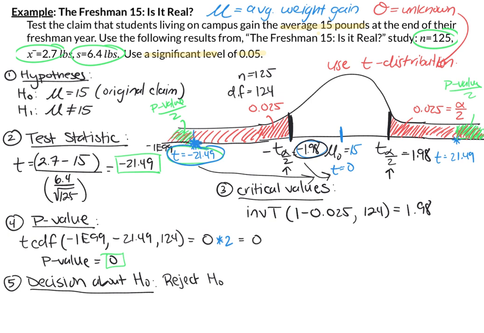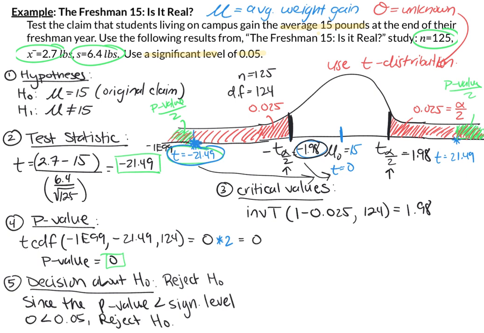So I will write down the reasoning off of the p-value method. So I'll say since the p-value is less than our significance level, right? In other words, 0 is less than 0.05, we're going to reject the null hypothesis. And again, you can use the critical value method or the p-value method. It will lead to the same conclusion about the null hypothesis. So then now we're ready to interpret our results and address the original claim.